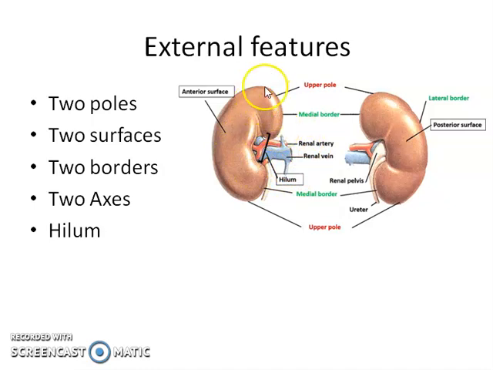Firstly, coming about the poles. The upper pole is broad and is in close contact with the suprarenal gland. Whereas you can see here the lower poles are pointed. If we see the surfaces, the anterior surface is usually showing the lobulated appearance, whereas the posterior surface is usually flat because of the presence of the muscles of posterior abdominal wall.